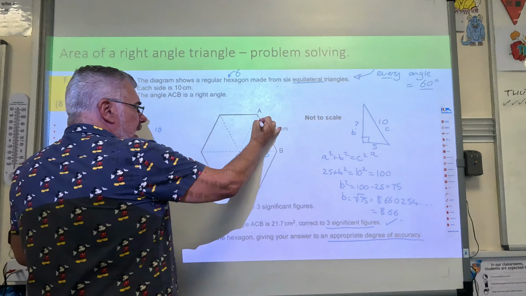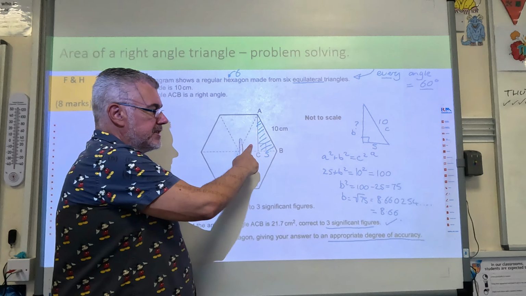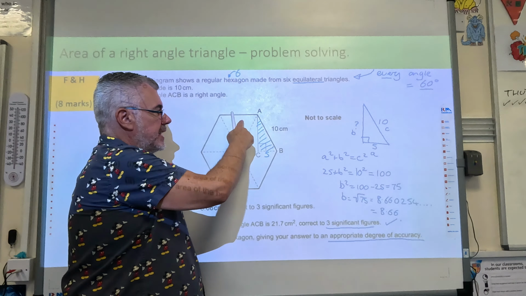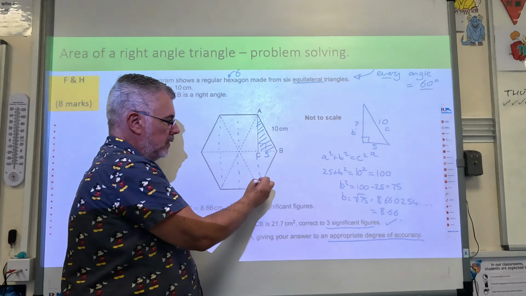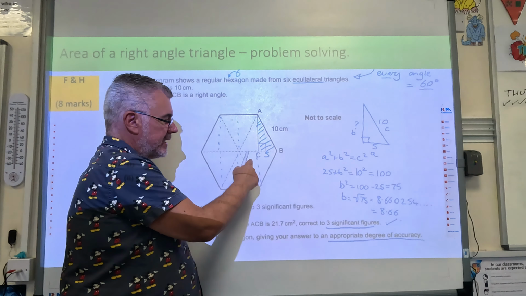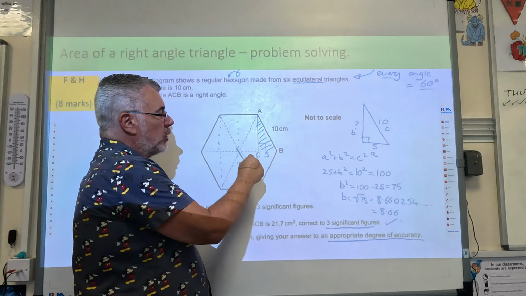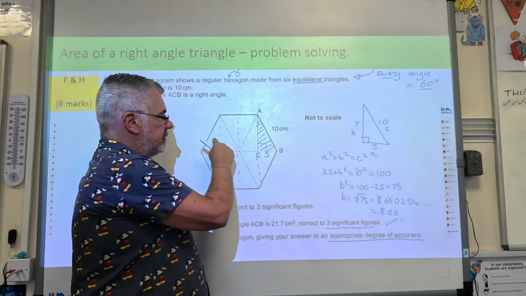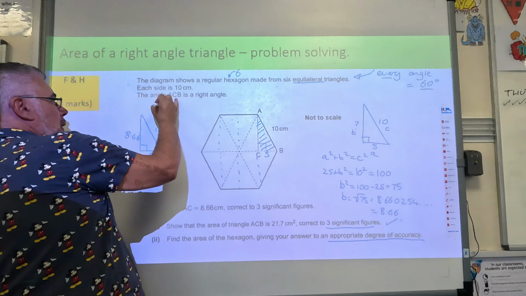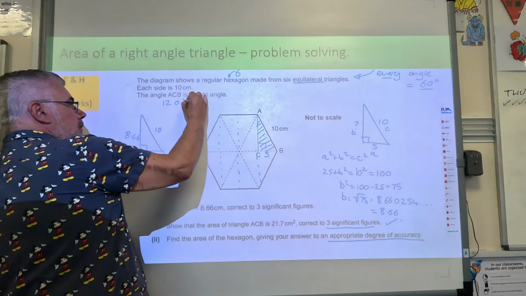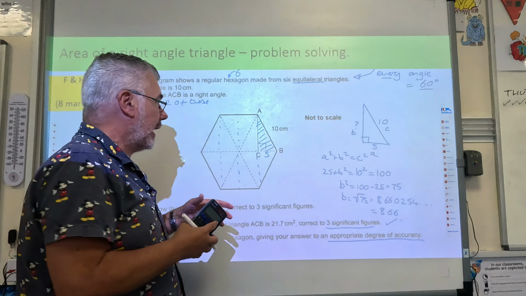If I can find the area of that one, this is the same as this, which is the same as this, which is the same as this. I can fit this triangle into that space, that space, that space. I can find this one, and then I've got 1, 2, 3, up to 12 of these triangles. If I can find the area of one, I can find the area of the whole hexagon.